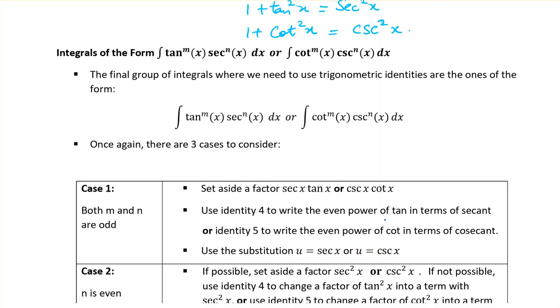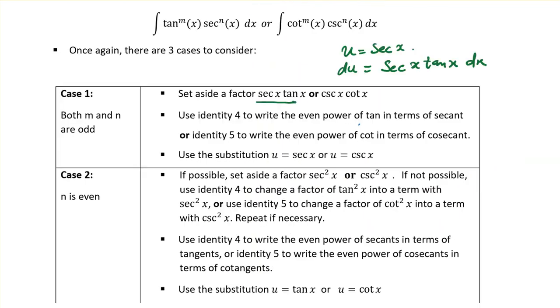In case you are wondering why we set aside this factor of secant x tangent x or cosecant x cotangent x, remember, if you have u is equal to secant x and you take the differential of this, the differential would be secant x tangent x dx. So that is the reason we keep one of these factors aside, so that in the end we can make the differential of the function easily.